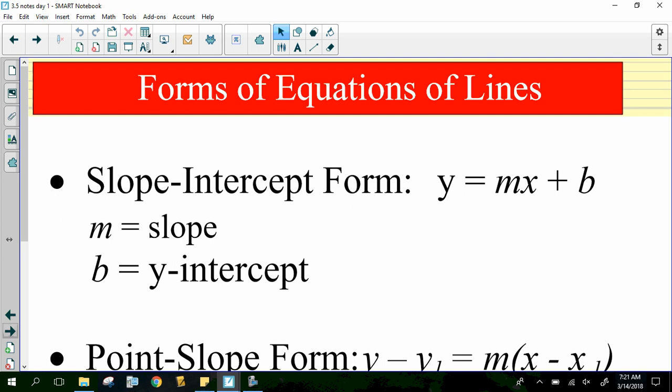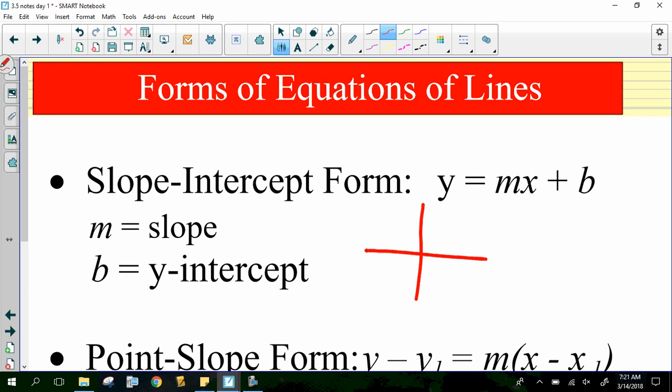So if I draw a line and it's crossing the y-axis, that's your b. So that would be the point 0, b. And then your slope is your rise over run, which we've talked about.